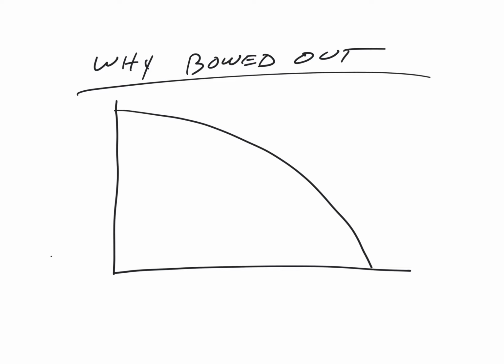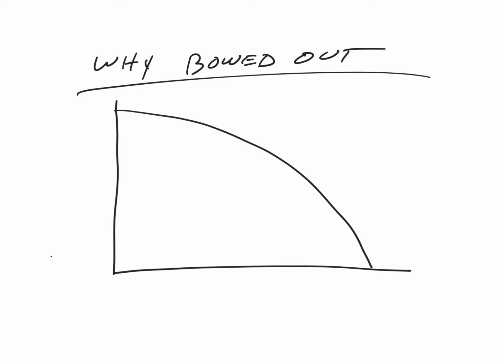Now we're going to talk about why the production possibilities curve is bowed out. Why does it look like that instead of like this, a straight line? Well, because we are modeling. Let's look back at all the things that we get a lot of mileage out of with this production possibilities curve model.